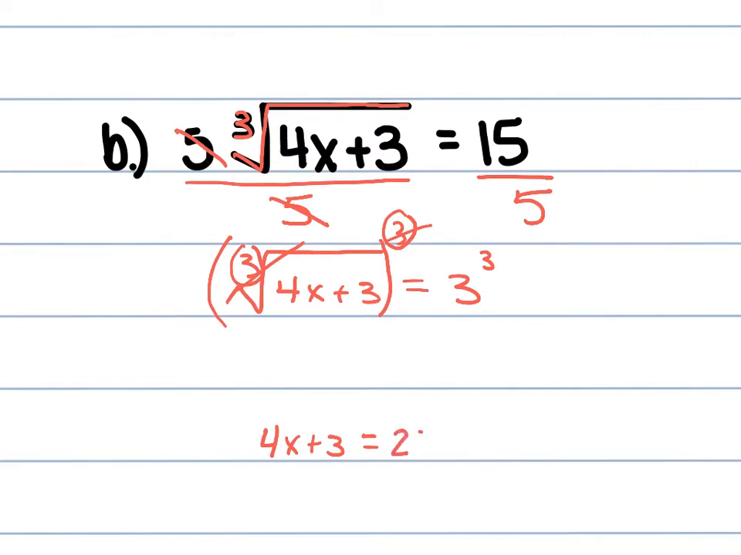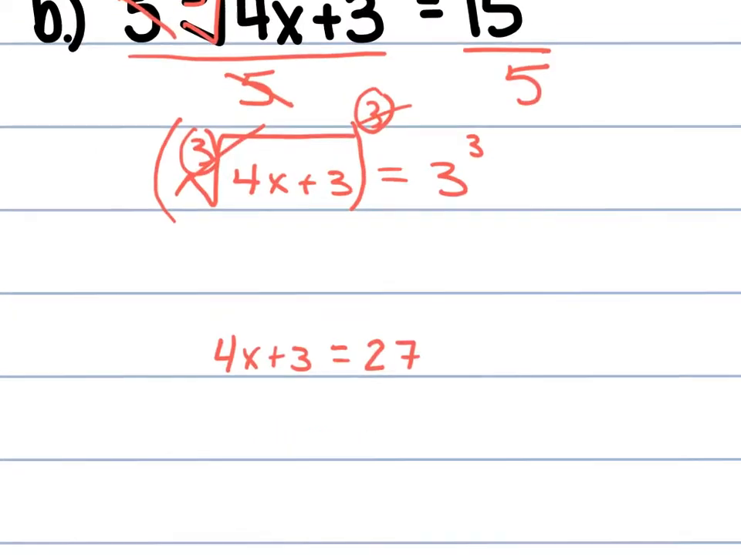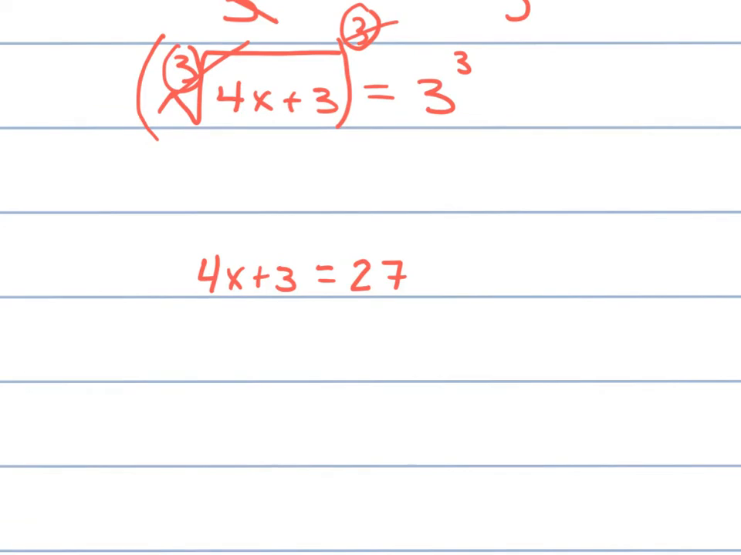27. 3 times 3 times 3. 3 times 3 is 9, times another 3 is 27. Where am I going from there? Subtract 3, just like we've always done in algebra. Now 4x is equal to 24. And from there? Divide by 4. So the exponents cancel? The exponent cancels out with the index.